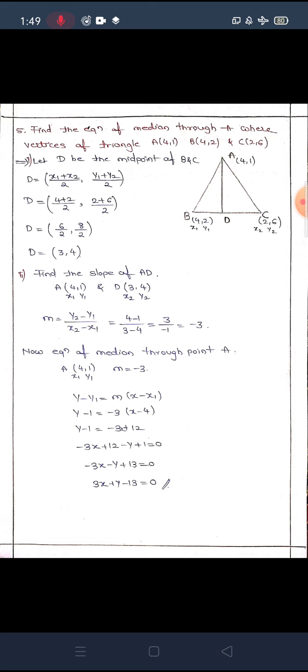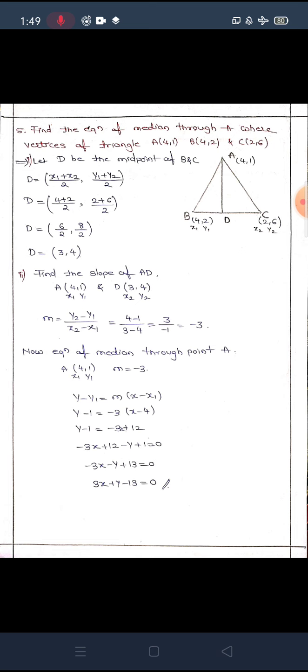Median means what? You are making two equal parts of the triangle. Now D is nothing but the midpoint of BC, just the center of BC. Then here I have given the first step: let D be the midpoint of B and C.